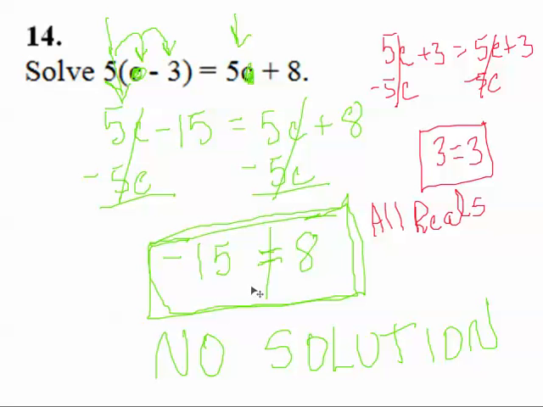So here's what the lesson is. When the variable goes away and the two numbers don't look the same, you have no solution. When the variable goes away and the numbers absolutely match like they do here, then you have all reals, any number as a solution.